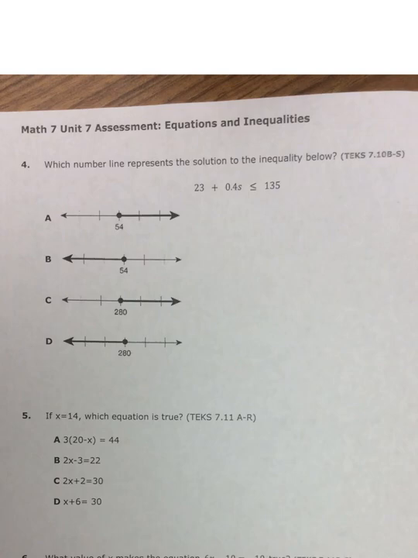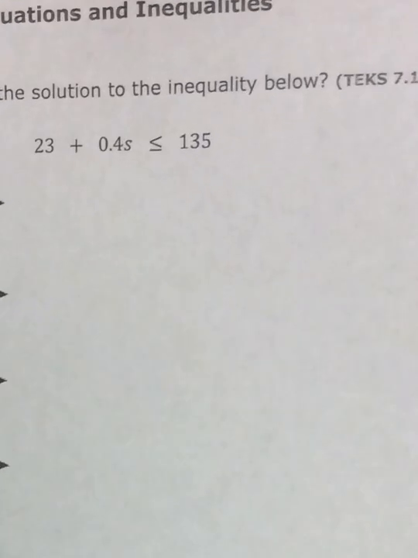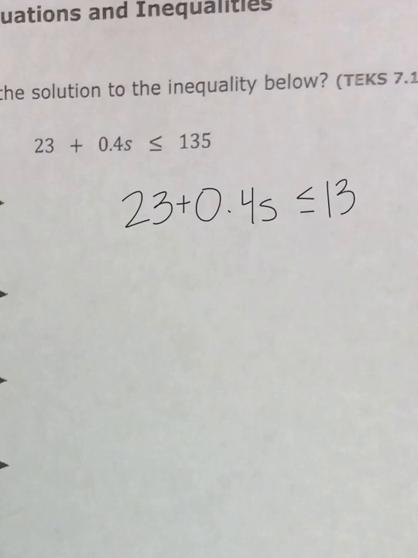Hey y'all, question 4. Which number line represents the solution to the inequality below? So they give you the inequality 23 plus 0.4s is less than or equal to 135. I'm actually going to rewrite this because it makes it a little bit easier for me when I'm dealing with my own handwriting, but you could also just use what they gave you. Is less than or equal to 135.